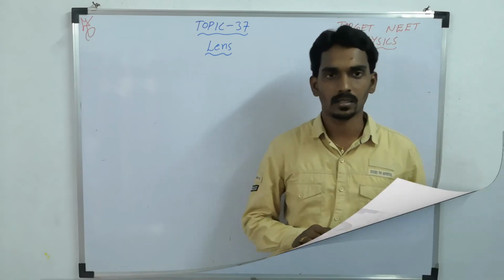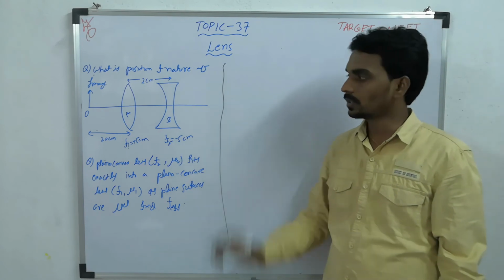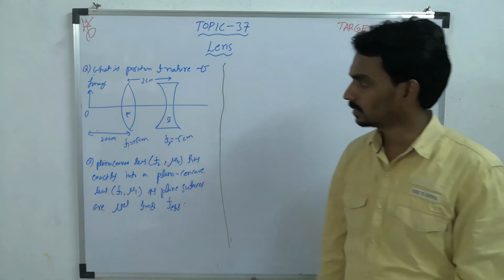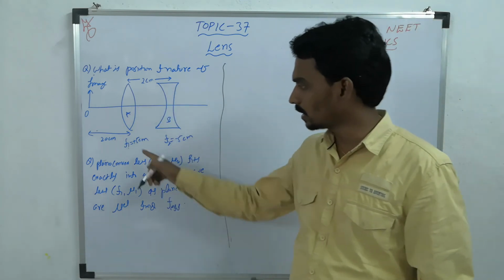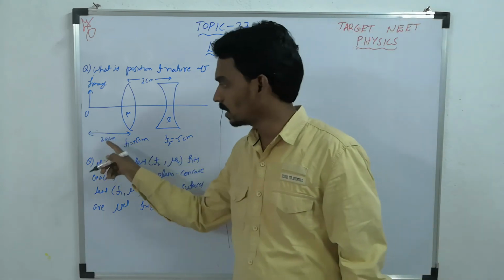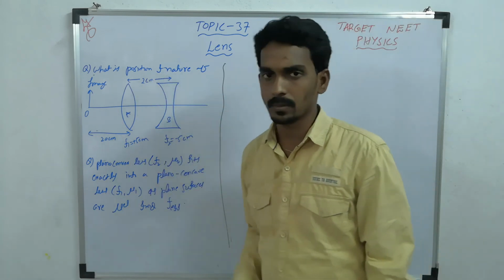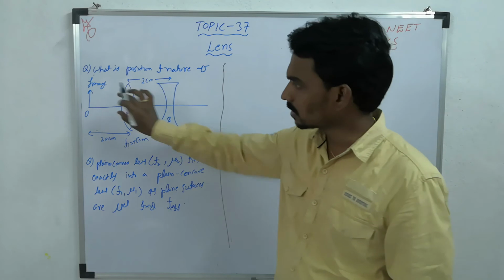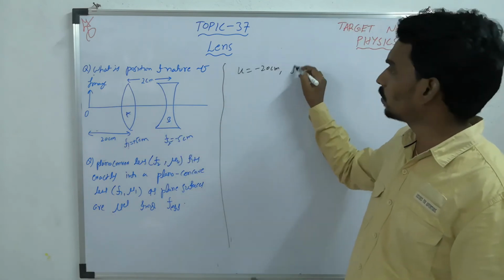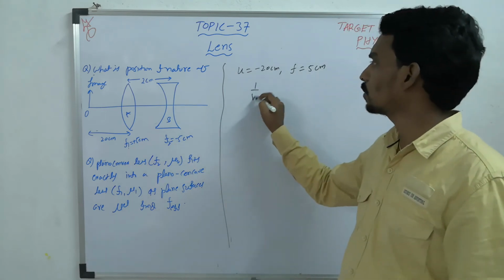Based on lenses, let us consider two questions based on whatever we have seen. There is a combination of two lenses separated by 2 cm, and focal lengths are 5 cm and minus 5 cm, and one object is at a distance of 20 cm from the first lens. Then what is the position and nature of the image? So take the first case. The object is at 20 cm and the focal length is 5 cm. Then what is the corresponding V?